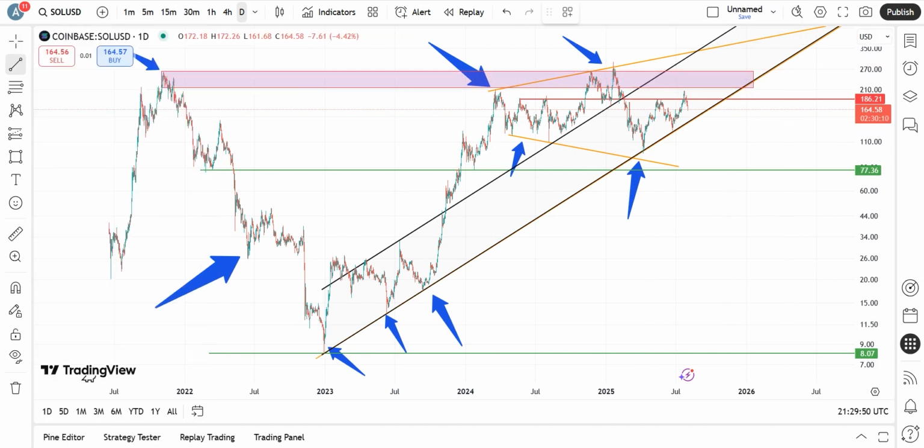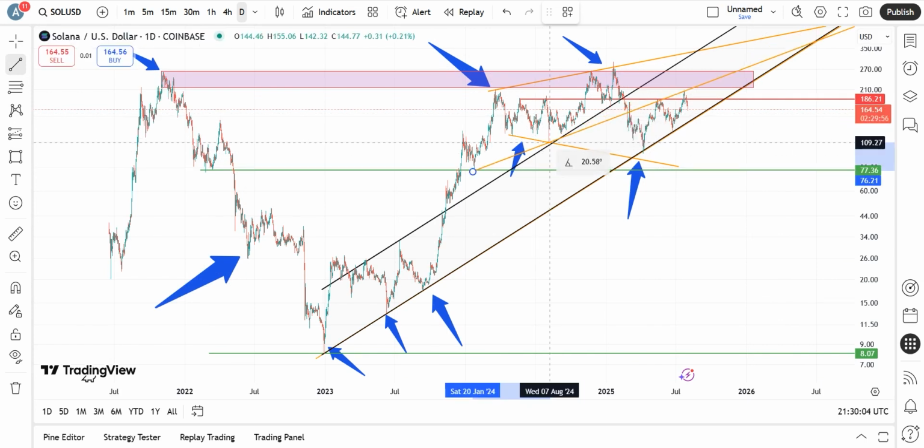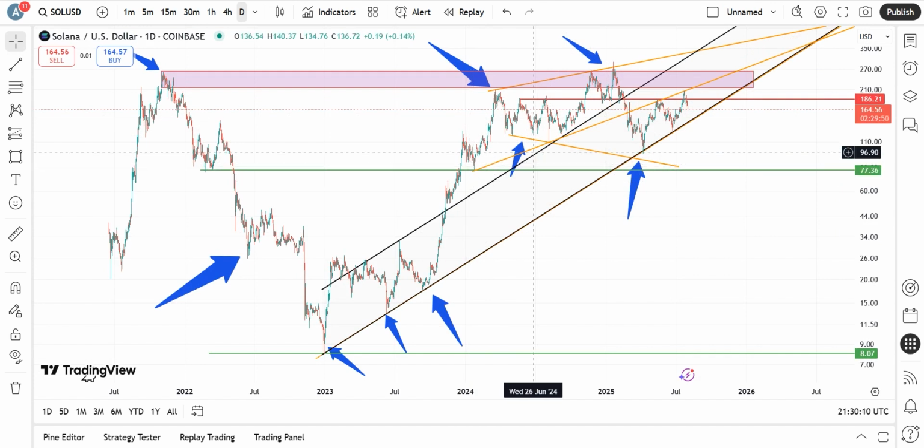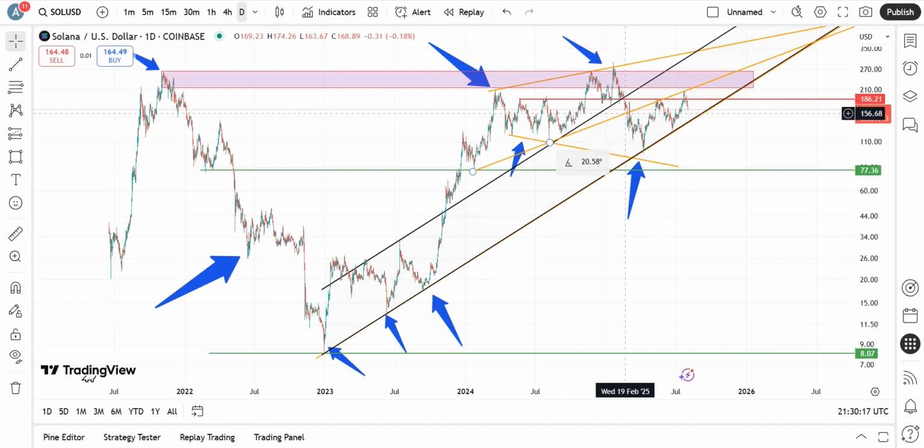Can we also see a trend line between these, or if we connect it to this one? You can see if we connect this pivot and the other pivot right there, we see which trend line the price has been reacting to.